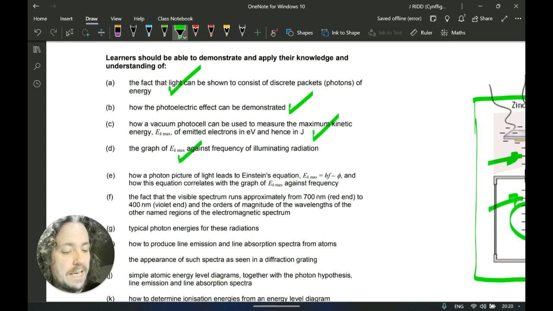The graph of EK max against frequency of illuminating radiation, which we just looked at, that's the last thing we did. How a photon picture of light leads to Einstein's equation, EK max is equal to hf minus psi, the work function. We've looked at that. And how this equation correlates with the graph of EK max against frequency. Double thumbs.